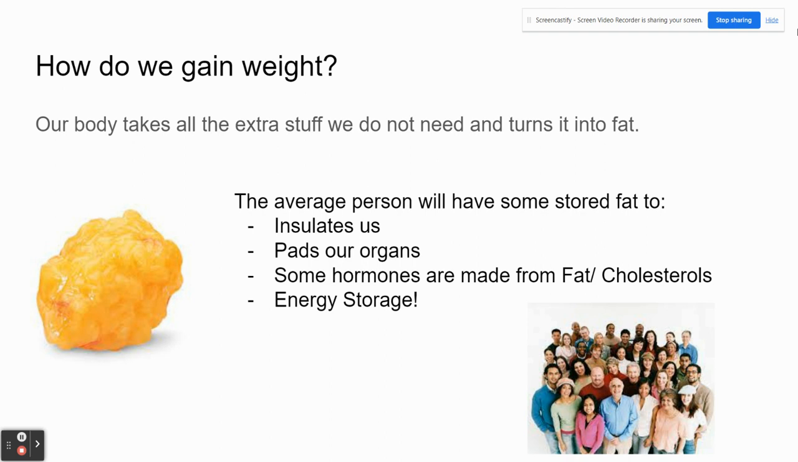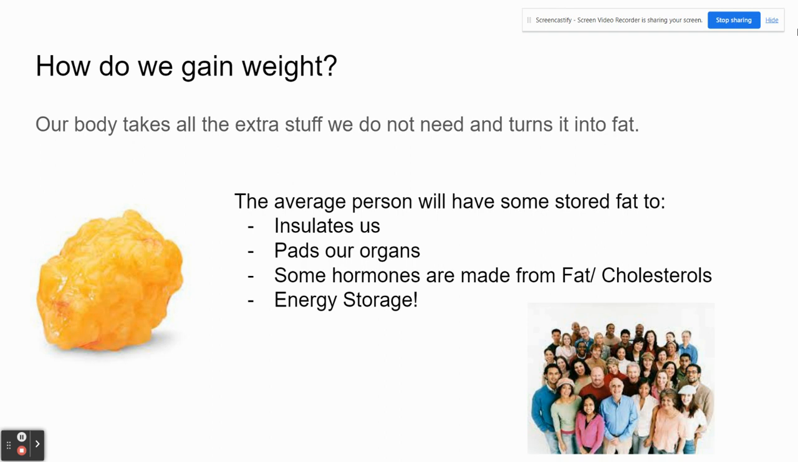Also, some of our hormones are made up of fat. So remember, hormones tell our body how to function. If we didn't have some type of fats in there, then our body would not be able to talk to different parts. And then also, it pads the organs.